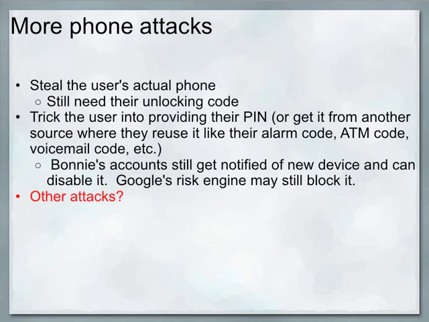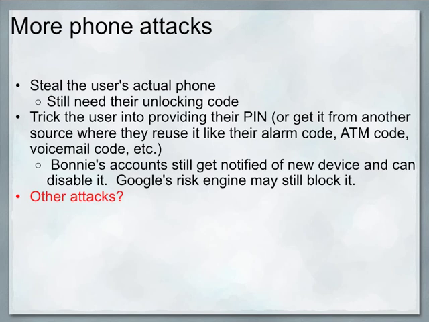Of course, plenty of other attacks. One is just stealing the user's actual phone. At that point, you still need the unlocking code. Once you do, you get access to lots of information. And at that point, it doesn't really matter whether the user set up the phone using just a password plus OTP, or the certificate on the phone. Once the thief steals your phone, quickly they'll get access to a lot of information.